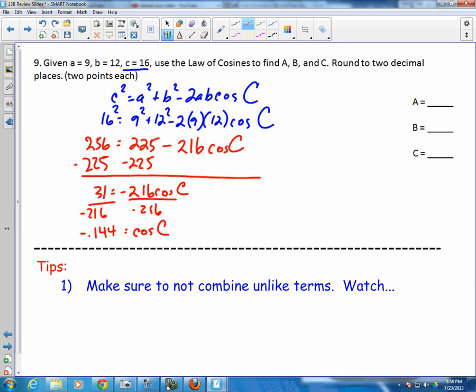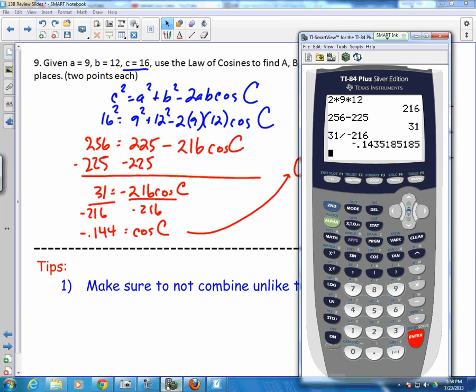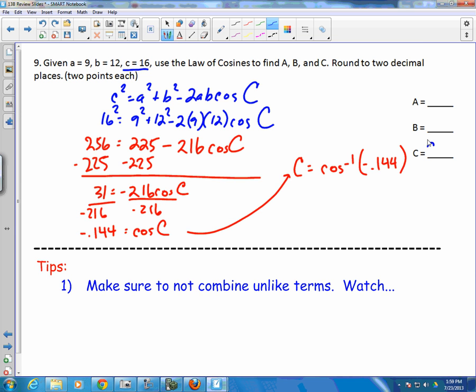And now I want to find angle C, so I've got to do second cos. So C is going to equal the inverse cosine of negative 0.144. So second cos of that answer gives me 98.25. So C equals 98.25 degrees, and that would be my biggest angle. And it makes sense that it would be the biggest. It's got to be because it's bigger than 90.